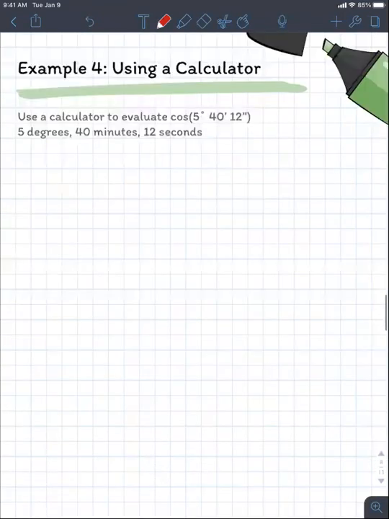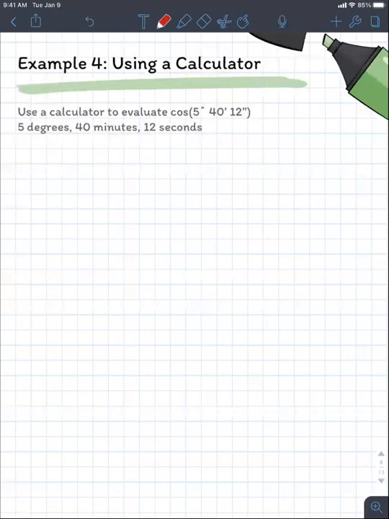Using a calculator. I'm pretty sure you need this calculator. I don't think it works on Desmos. But somebody try it on Desmos and let me know.